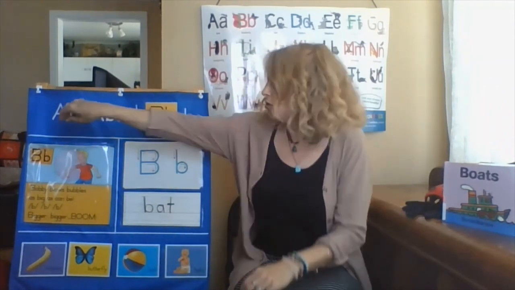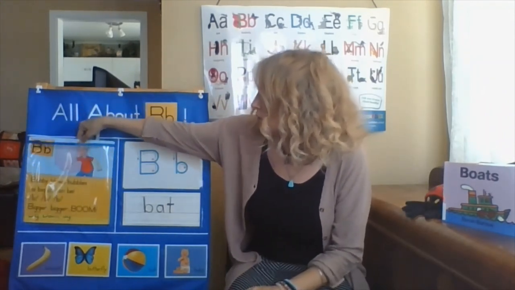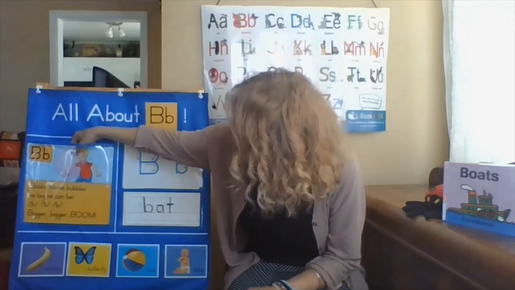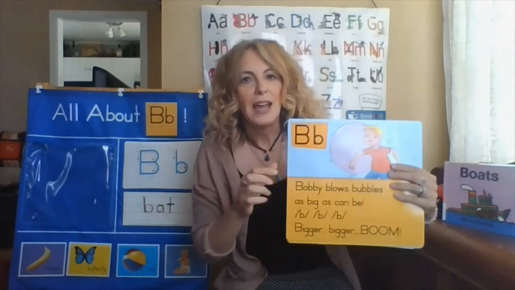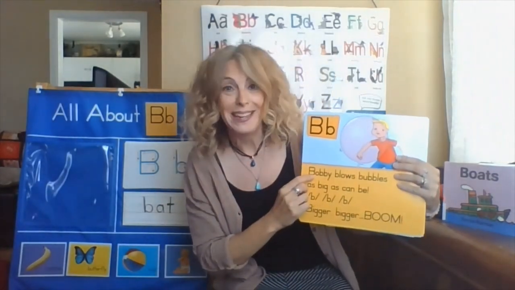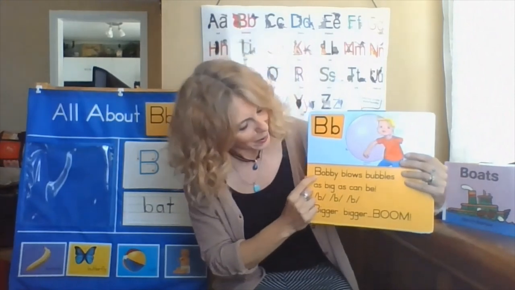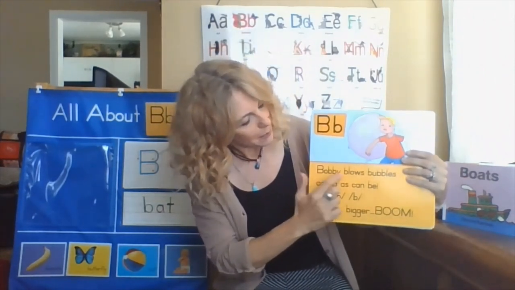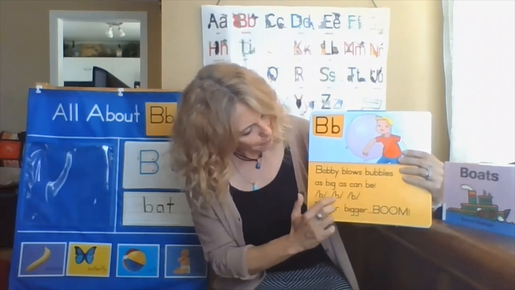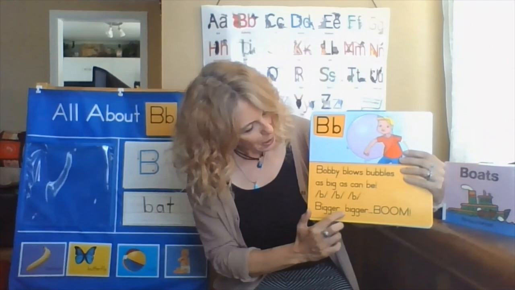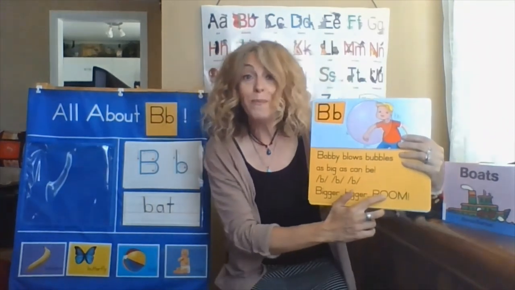We have one more thing to do on our chart over here. We have a story that has a bunch of B sounds in it. So let's take a look at what's going on over here. We have a boy, and his name is Bobby. There's a lot of B's in here, aren't there? Bobby. Bobby blows bubbles as big as can be. B, B, B. Bigger, bigger, boom!